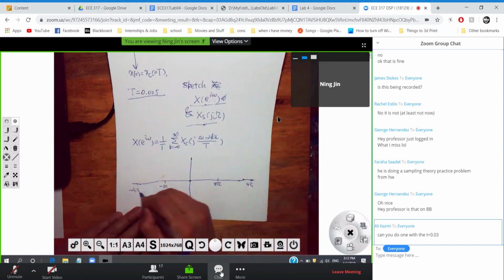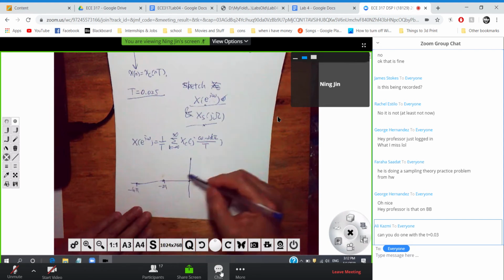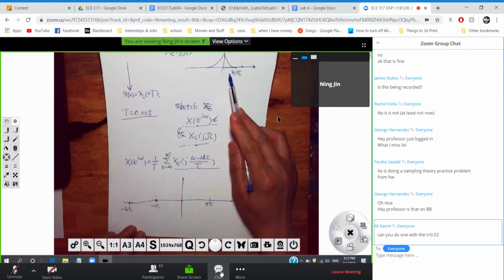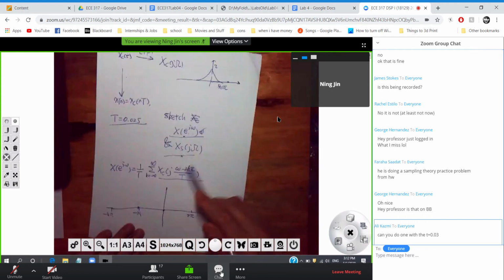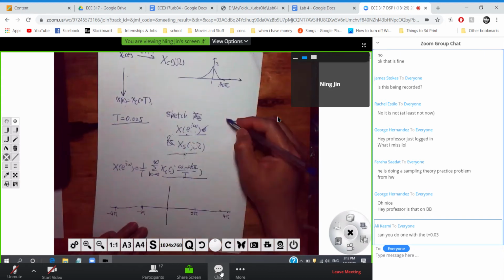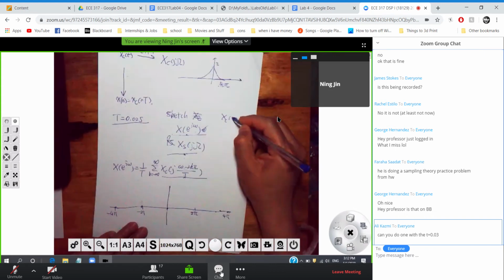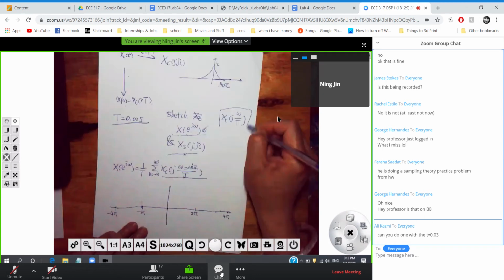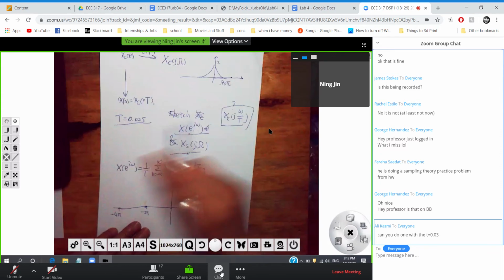So every center we will have X_c. So X_c looks like this. But now this is not just X_c. You have divided by T. So X_c of j omega over T. What is this? Do you have any idea about these?